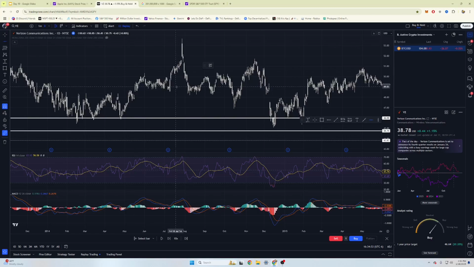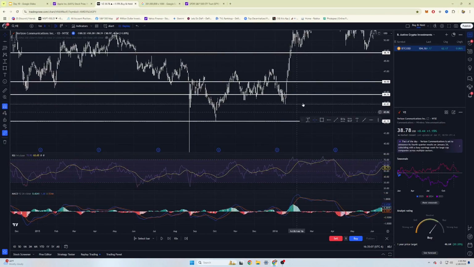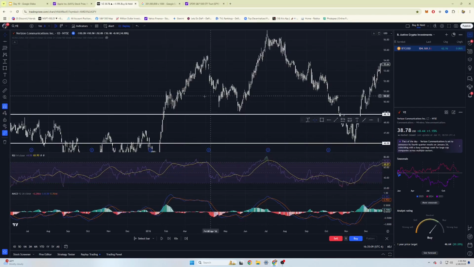So usually you want the neckline to be where you short it. Something like this, right? So you got the shoulder, got the head, got the shoulder, and when it broke below, like this is a strong break, then you take it down. But it's just not as clean. Usually, the cleaner the move, the better the trade is. This is another head and shoulders kind of example.